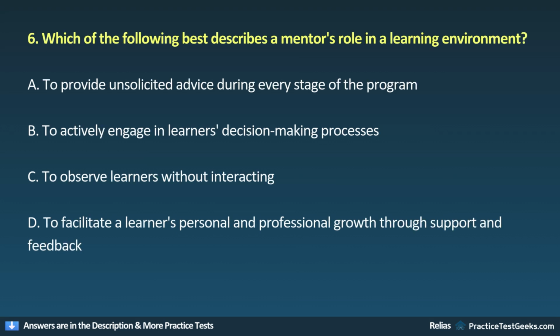6. Which of the following best describes a mentor's role in a learning environment? A. To provide unsolicited advice during every stage of the program. B. To actively engage in learners' decision-making processes. C. To observe learners without interacting. D. To facilitate a learner's personal and professional growth through support and feedback.